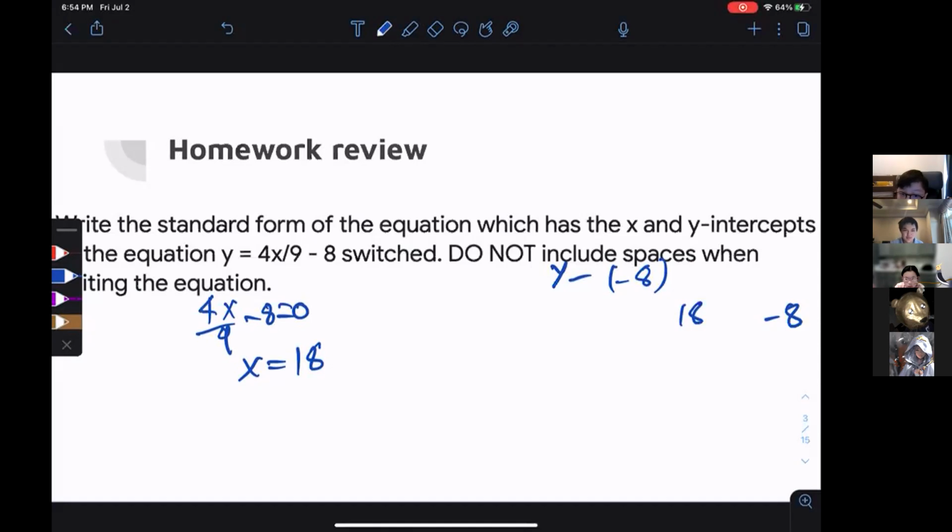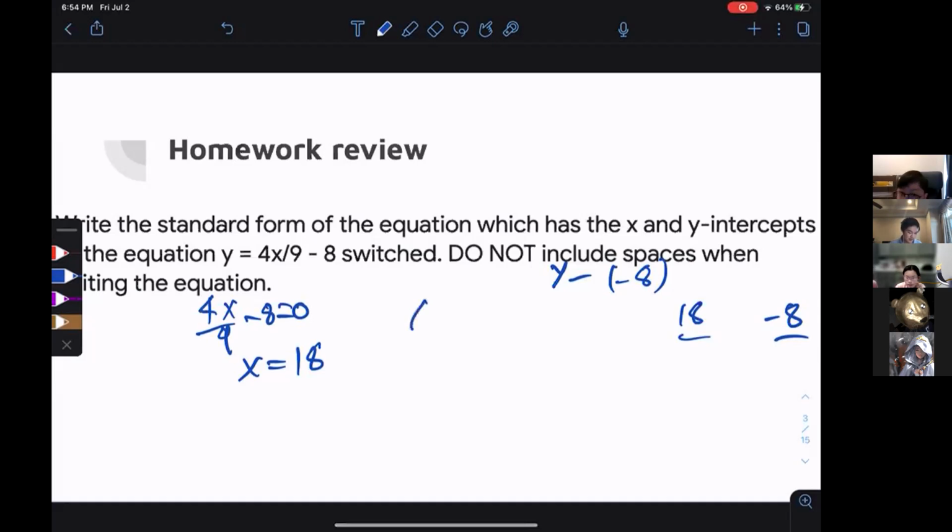Okay, so the first step I would do is find the equation of this new line in slope intercept form first, and then I would find the standard form from that. So we know it passes through (0, 18) and (-8, 0), since the intercepts are switched. So then the slope of this line is 18 minus 0 over 0 minus -8, which is equal to 9/4 if you simplify that. So then y is equal to 9x over 4 plus 18. And you can check that both of these x and y intercepts lie on that line.